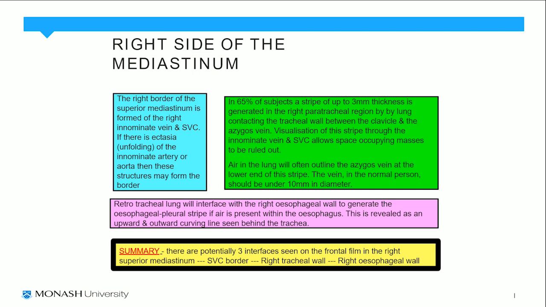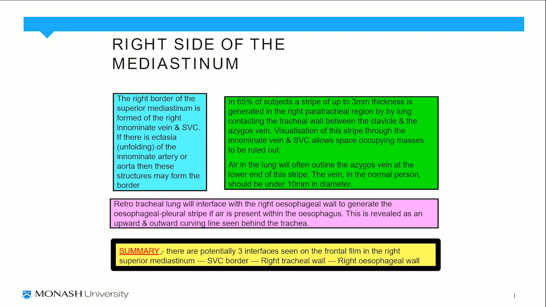Visualization of the stripe through the innominate vein and superior vena cava allows space-occupying masses to be ruled out. Air in the lung will often outline the azygos vein at the lower end of the stripe. The vein in the normal person should be under 10 mm in diameter.